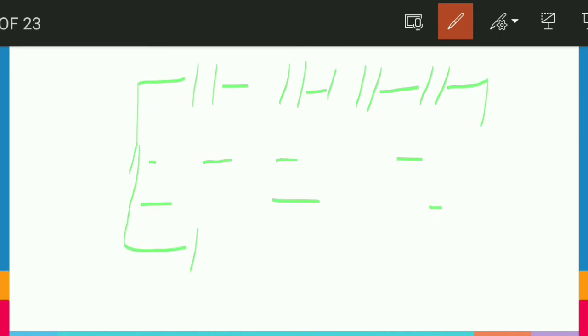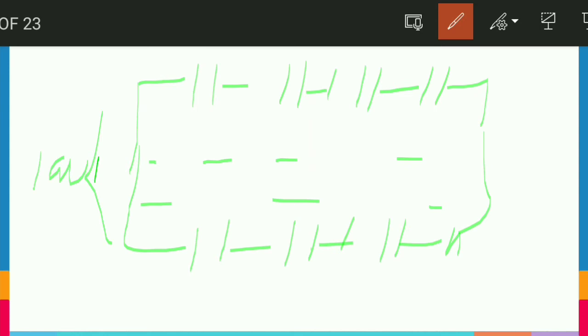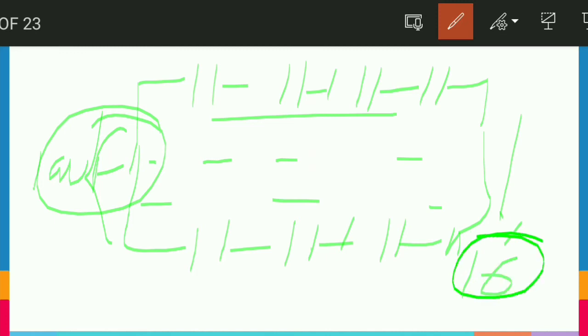When they are connected in such a way, four rows with 1, 2, 3 and 4 capacitors each, then they have an equivalent capacitance of 10 microfarad. So our total capacitors required are 4 into 4, that is 16. So friends, I hope this question is also clear.